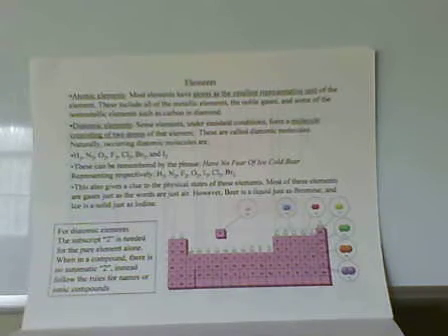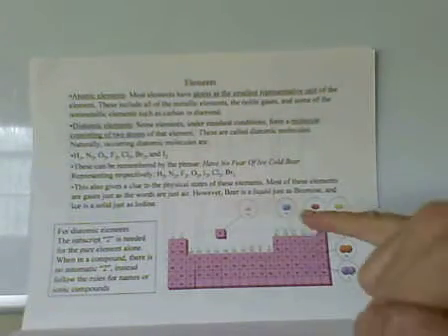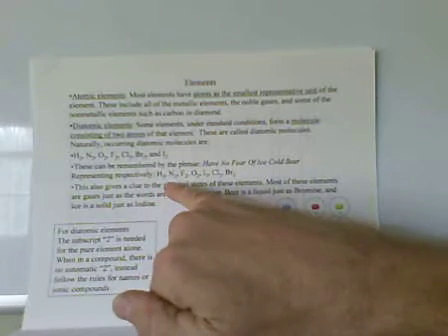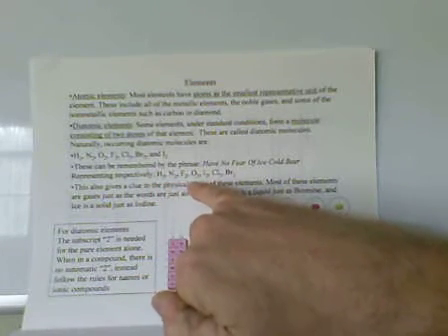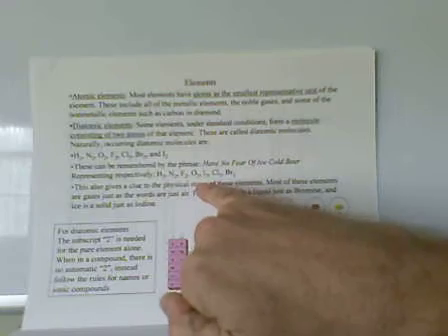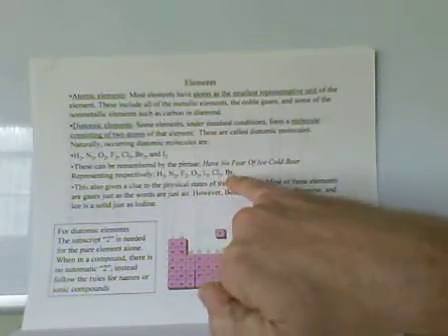So whenever we show these elements, we have to show them with the subscript 2, because that is how we find them in nature. And we can remember these by the phrase: Have no fear of ice cold beer. Have for hydrogen, no for nitrogen, fear for fluorine, of for oxygen, ice for iodine, cold for chlorine, beer for bromine.